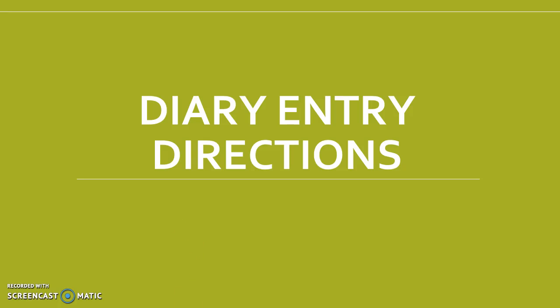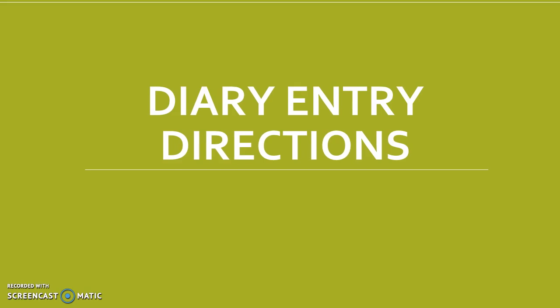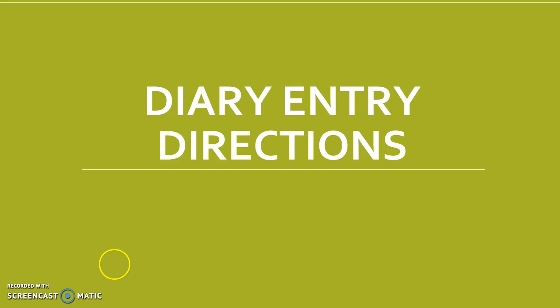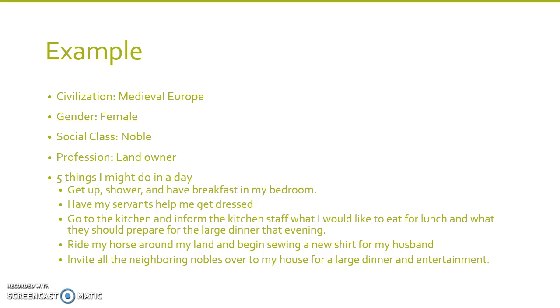Hello, sixth graders. I wanted to give you a small example of what a diary entry taking on the persona of someone from a different time might look like. For my example, I decided that I would be a female from medieval Europe, which is the civilization. For you, it's ancient Egypt. My social class would be noble, so just like in ancient Egypt, that's a higher social class. And my profession would be landowner. You would get to decide what you want your profession to be.